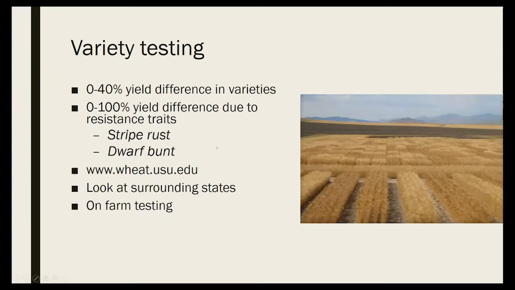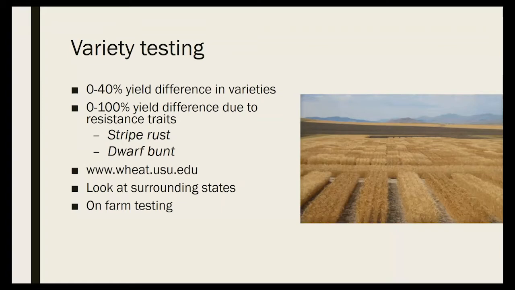So when we look at variety testing information, the first thing you'll notice is that there can be a tremendous amount of difference in yield across these different varieties. It's not uncommon to see like a 0 to 40% yield difference in the performance of various varieties. And when it comes to disease traits, we can see complete annihilation of a variety due to bunts and rust. And so it's important to pay attention to that.